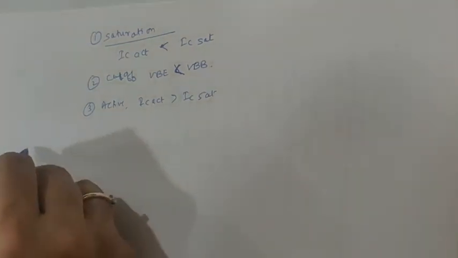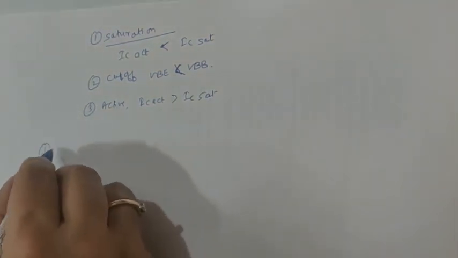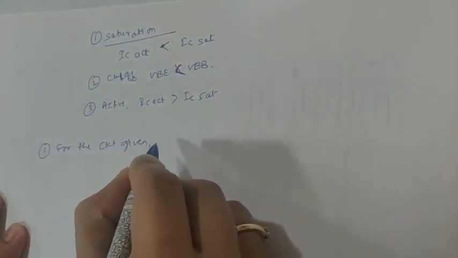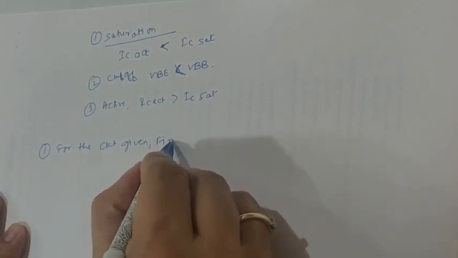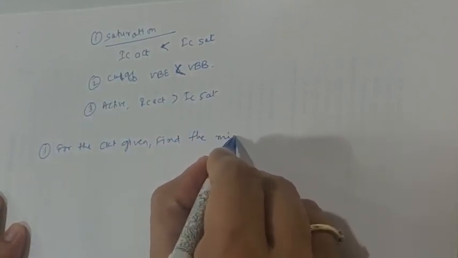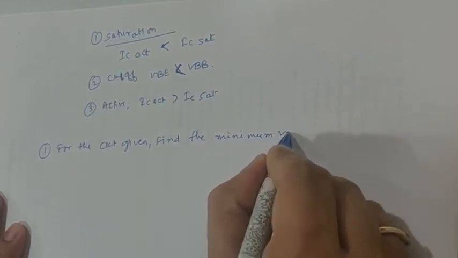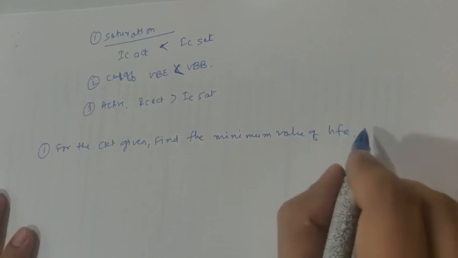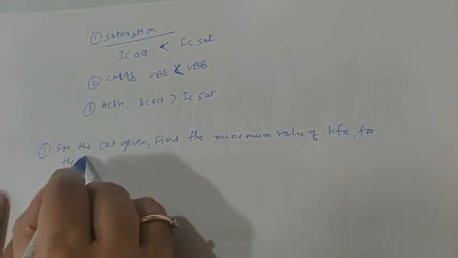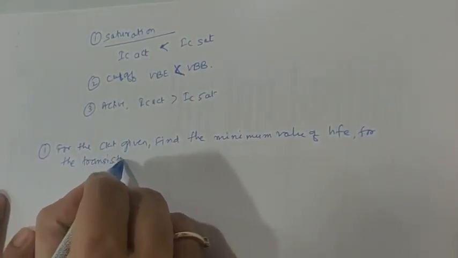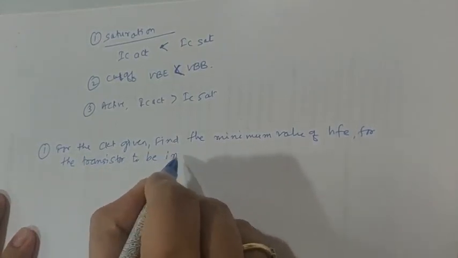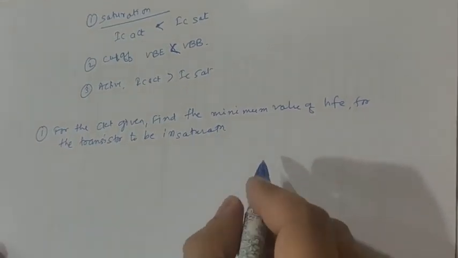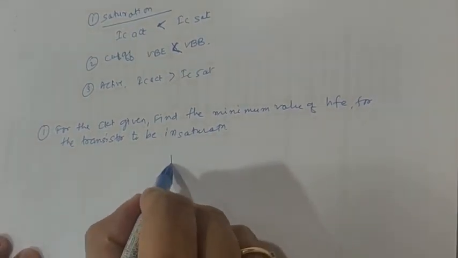I'm taking this numerical now. For the circuit given, find the minimum value of HFE for the transistor to be in saturation. Transistor to be in saturation. Okay, now let me draw the diagram which is given.